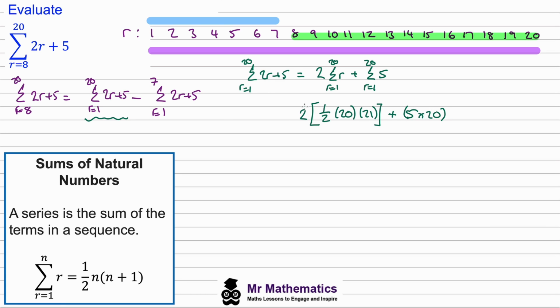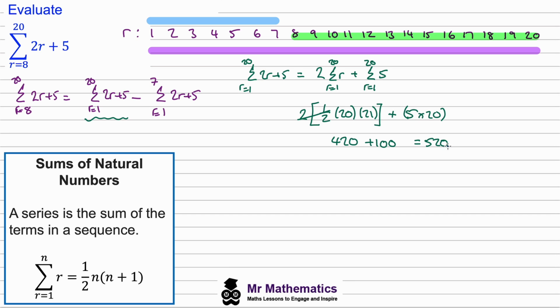We can work out our bracket. This 2 and this half will cancel. So we've got 20 times 21, which gives us 420, plus 5 times 20, which is 100. So the sum of the first 20 terms will be 520.